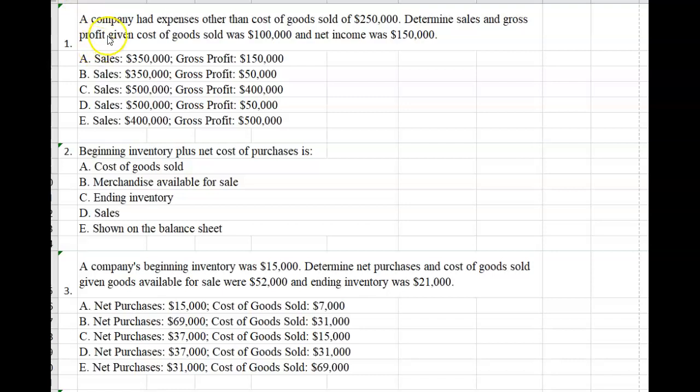Number 1. A company had expenses other than cost of goods sold of $250,000. Determine sales and gross profit given cost of goods sold was $100,000 and net income was $150,000.